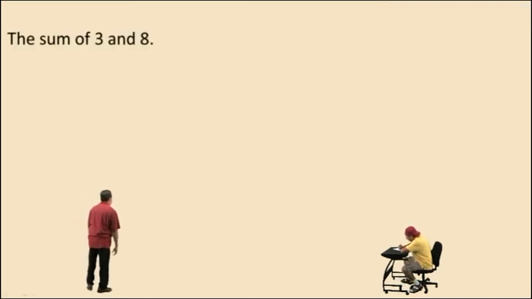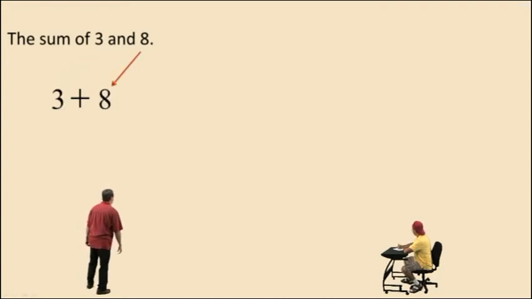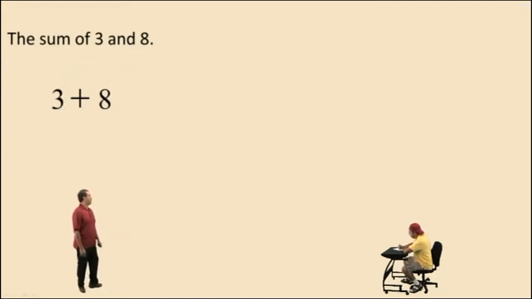The sum of 3 and 8. Now, how do we write this in math? Sum means addition. So we begin by defining our operation, the sum. That's what that symbol means, right? The sum. And what are the two things that we're summing, Charlie? 3 and 8. That's right, 3 and 8. There we go. Let's do another one here.